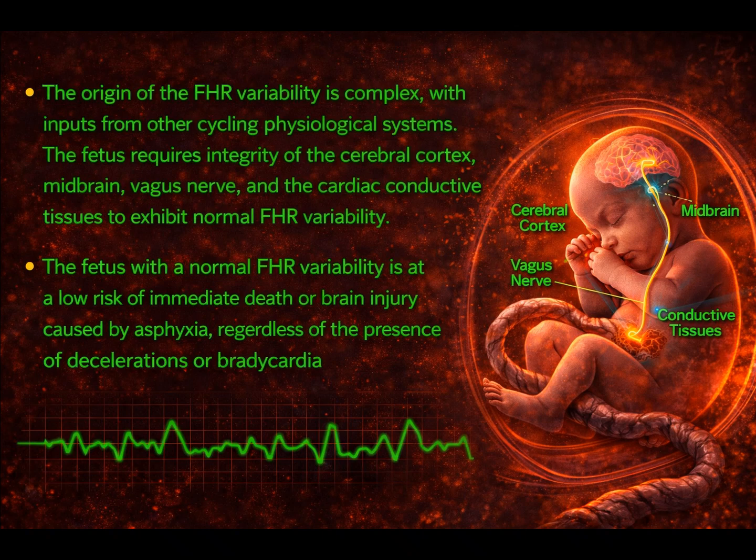Remember that the origin of the fetal heart rate variability is complex, with input from other physiological systems. The fetus requires integrity of the cerebral cortex, midbrain, vagal nerve, and the cardiac conductive tissue to exhibit normal fetal heart rate variability. The fetus with normal fetal heart rate variability is at lower risk of immediate death or brain injury caused by asphyxia, regardless of the presence of deceleration or bradycardia.